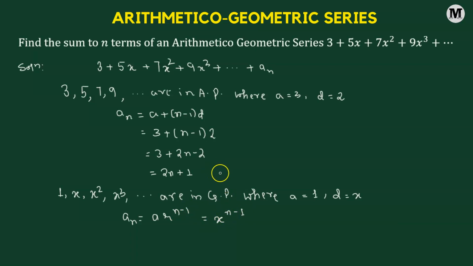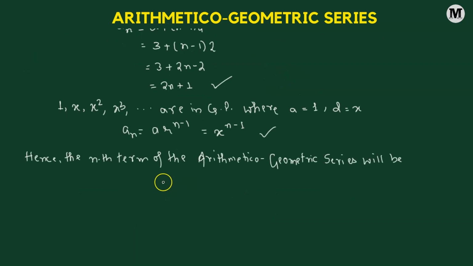So now we have the nth term of the arithmetic progression and the nth term of the geometric progression. This is going to help us obtain the nth term of the Arithmetico-Geometric series. So an is equal to the nth term of the arithmetic progression, which is 2n plus 1, multiplied by the nth term of the geometric progression, which is x raised to the power of n minus 1. So this is going to give us the nth term of the Arithmetico-Geometric series.